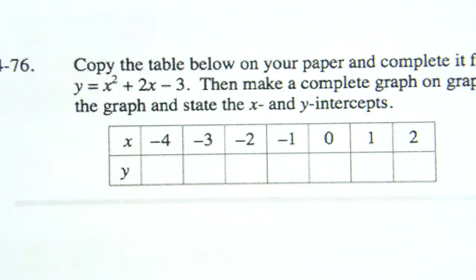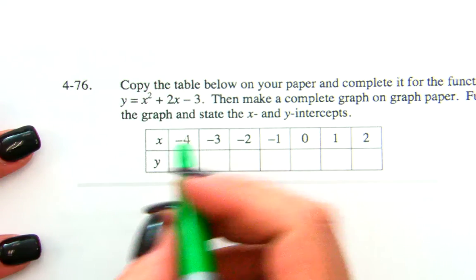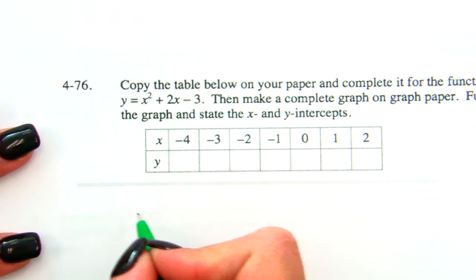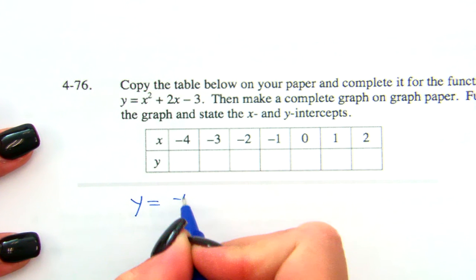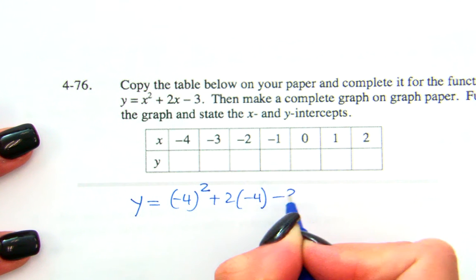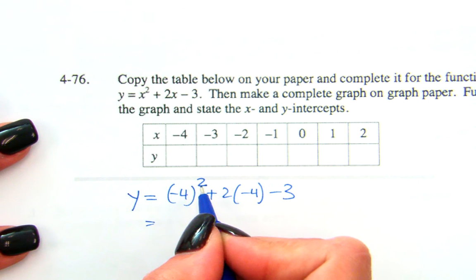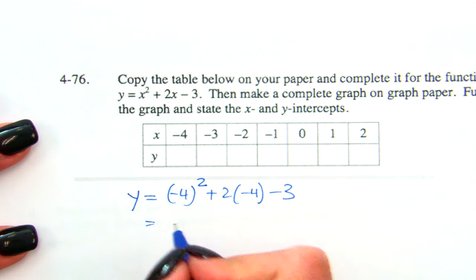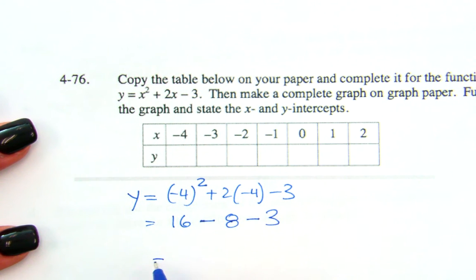The only thing I will caution you, and I will remind you again and forever and always, please make sure that when you plug numbers in with negatives, you are actually using parentheses. So this should be negative 4 squared plus 2 times negative 4 minus 3. Please put the parentheses around the number that you're plugging in. Okay, this is positive 16 minus 8 minus 3. That'll come out to 8 minus 3. So that's going to be a 5?